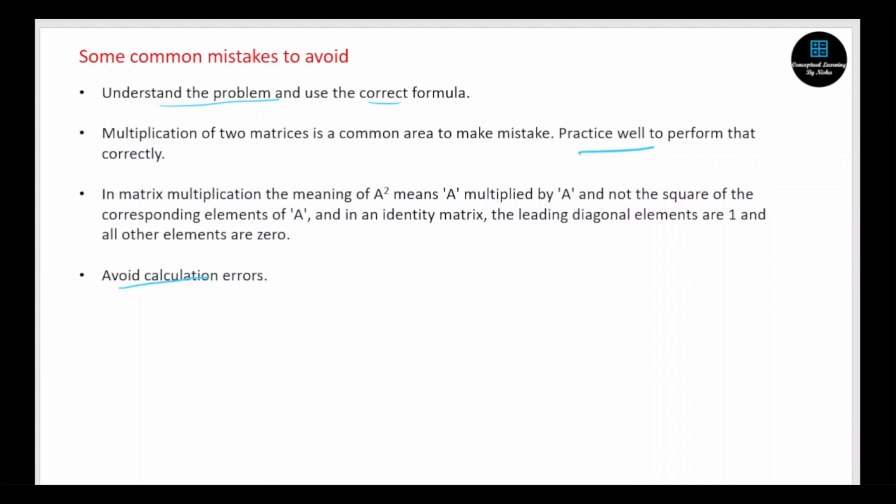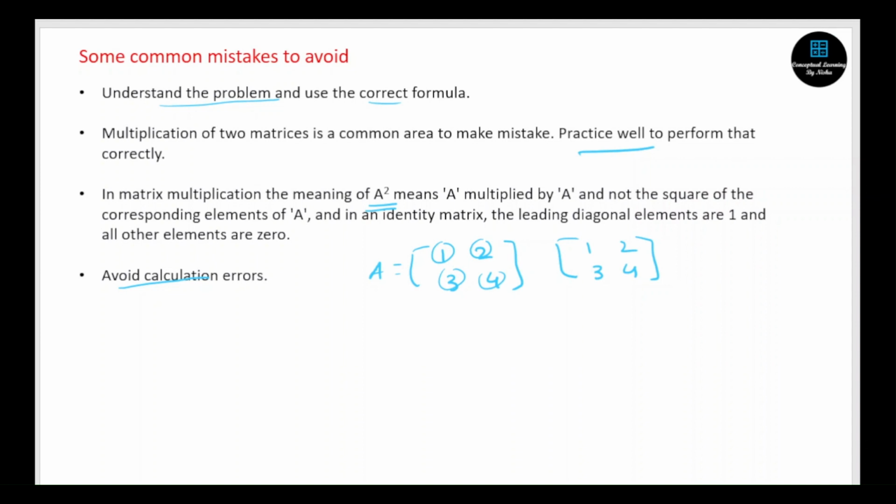Now, a very common mistake when you have to do the square of a matrix. Let's say you have this matrix and you have to find its square. What students generally do is just take the square of each element. Rather, you have to multiply this matrix by itself using the multiplication technique we just discussed. So this is a very common mistake. You should not make it.